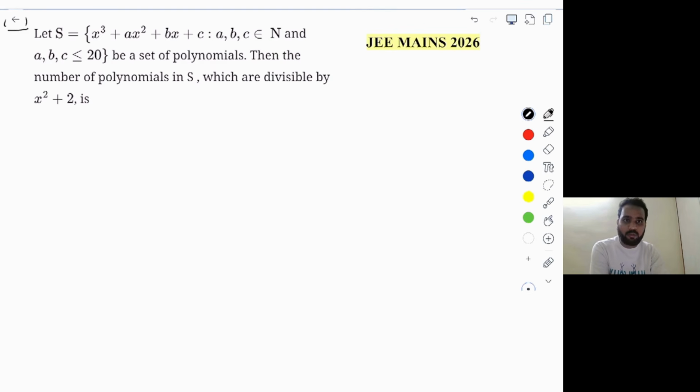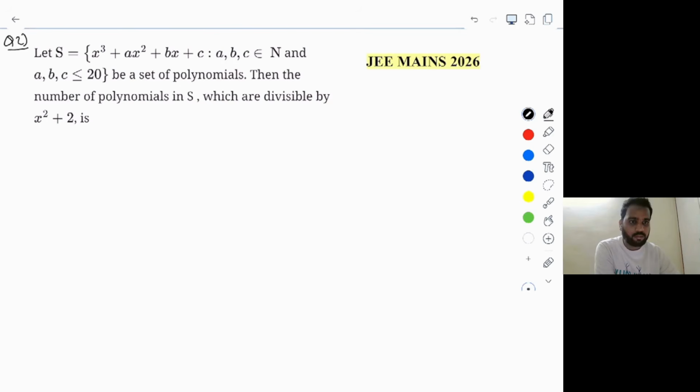So what do we understand from this first statement of the question? That in the set S, we are trying to put all the polynomials which are satisfying the two conditions. And then let's read the remaining question. Then the number of polynomials in the set S which are divisible by x square plus 2. Okay, the way the question was framed here is very good. So first what I'll do is I will take the polynomial mentioned in the set S as some function f of x.